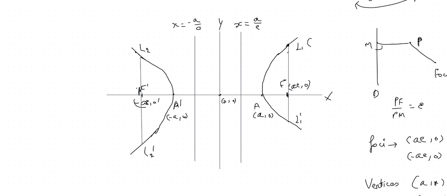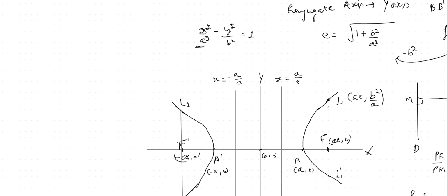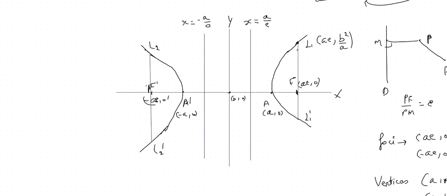So L1 on this latus rectum, both ends will have the same x coordinate, that is ae, and the y coordinate will be b square by a. How do we get the y coordinate? You can just substitute x is equal to ae in this equation and then solve for y, and you can use the formula for e, that is root over 1 plus b square by a square. Okay. The second end of latus rectum is ae comma minus b square by a.